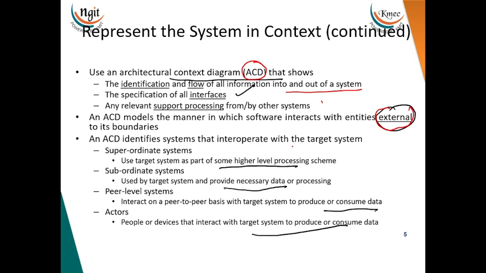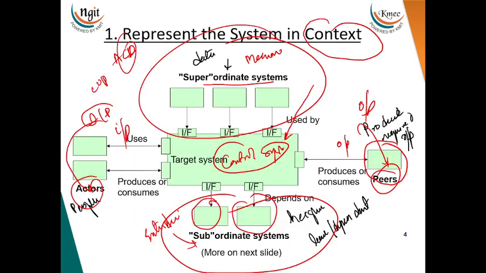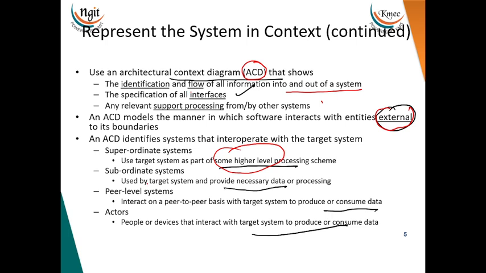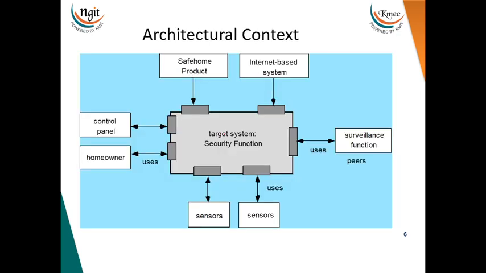The ACD defines the system interfaces. The superordinate system uses the target as part of some higher-level abstraction, which is only an abstract level. The subordinate system is used by the target system and provides necessary data processing, like an external device such as a hard disk. The peer is nothing but your product or consumer, as I told you, the output. This is nothing but your input. This is the ACD, and now there is an example for it.